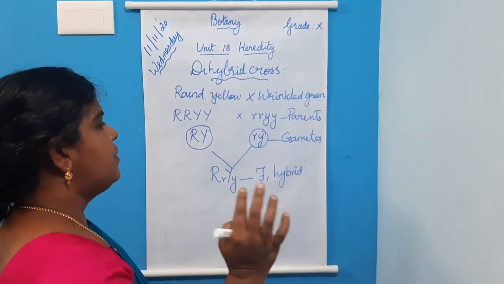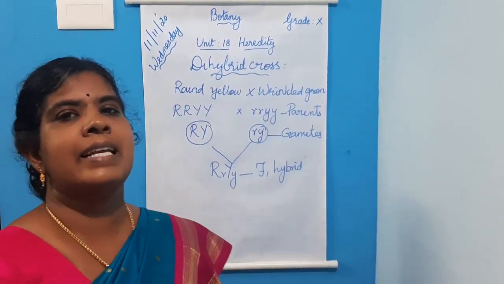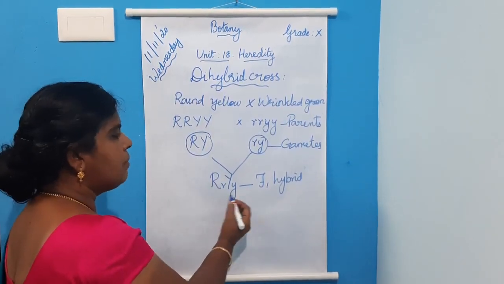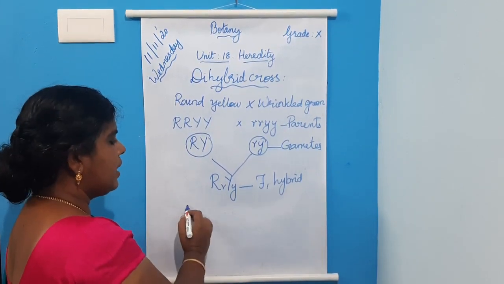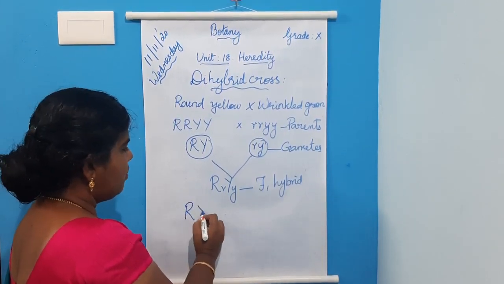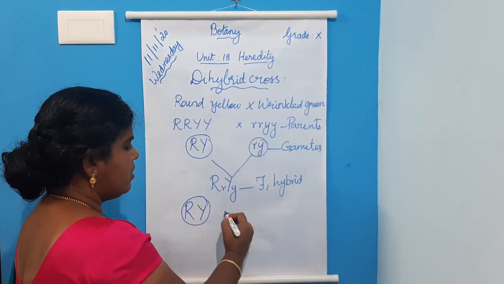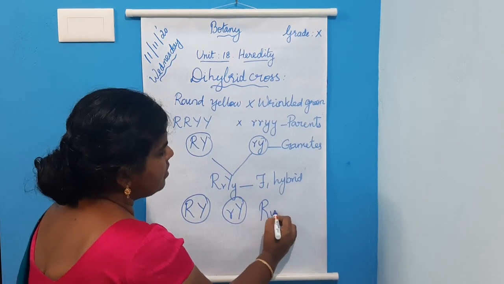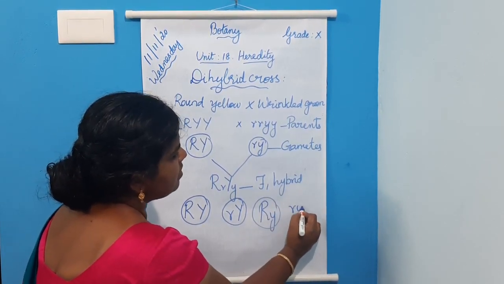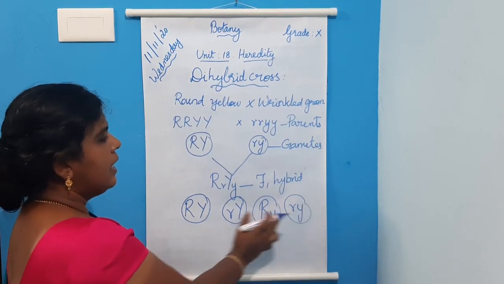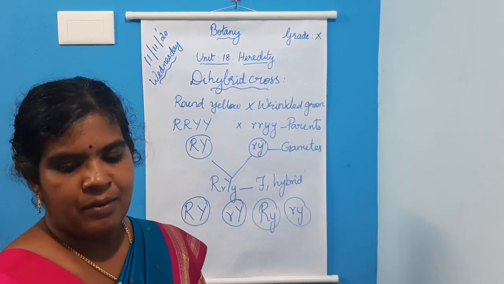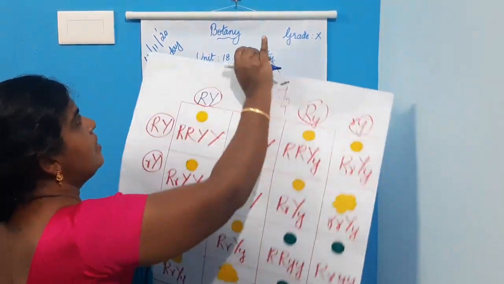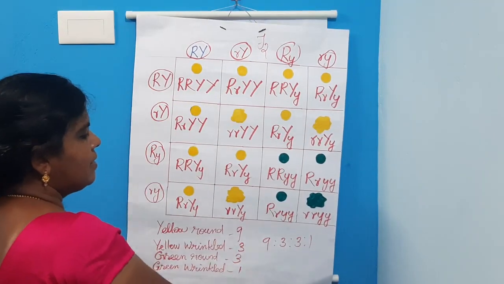Okay, in the F2 generation or second generation, you have to write the hybrids like this. From this hybrid we have to write the gametes. Okay, capital R, capital Y, then small r, capital Y, then capital R, small y, small r, small y. These are the gametes from F1 hybrid. When these F1 hybrids crossbred among themselves, they produce 4 different types of seeds, isn't it?